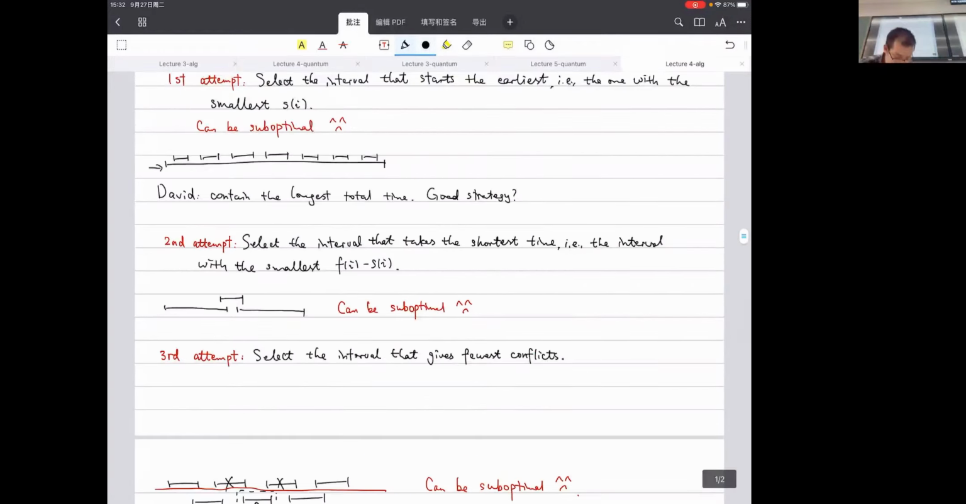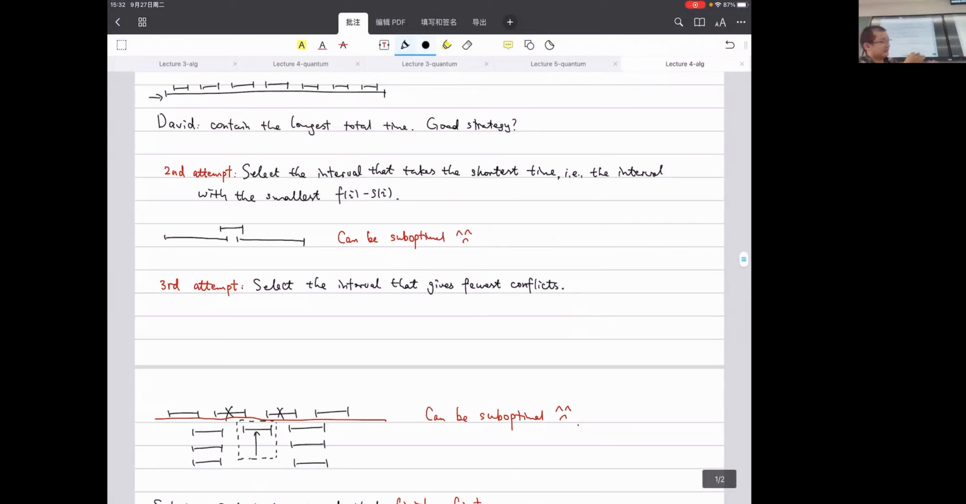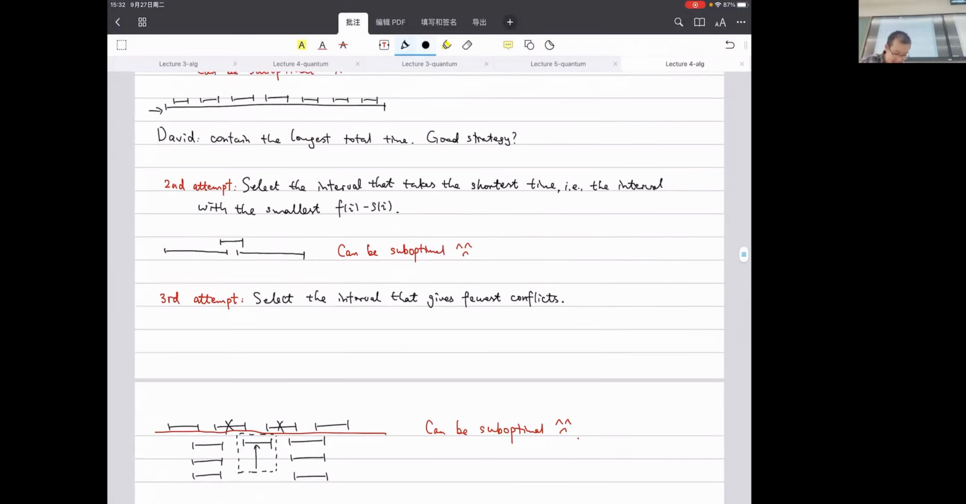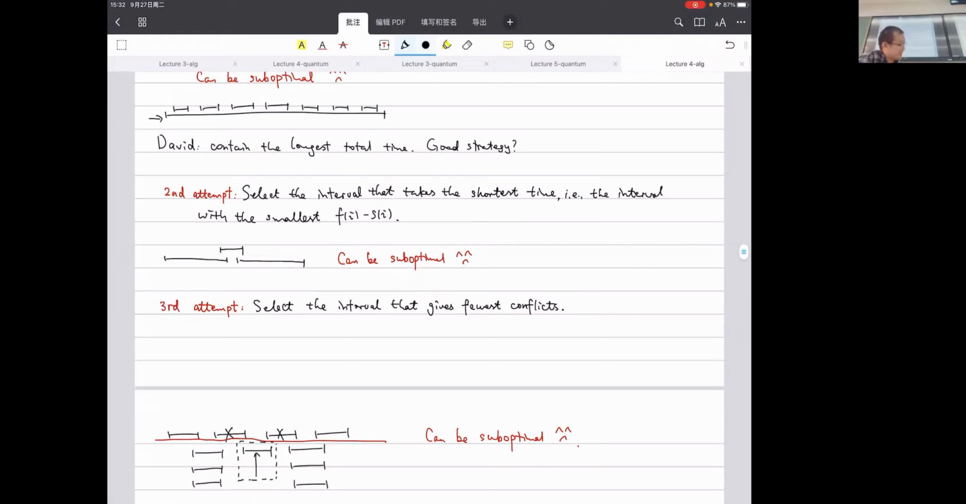Let's do an examination and see whether this strategy, selecting the interval that finishes first, satisfies this property. Let's take a look at the first example, the bad example for the first attempt. If you choose the interval that finishes first, you are first going to pick this, because this is the interval that finishes first, and then this one, this one, this one, this one, and the remaining one gets conflicted with the others. So we got finished.